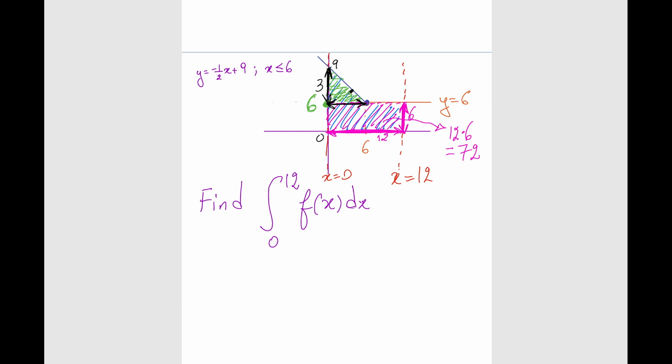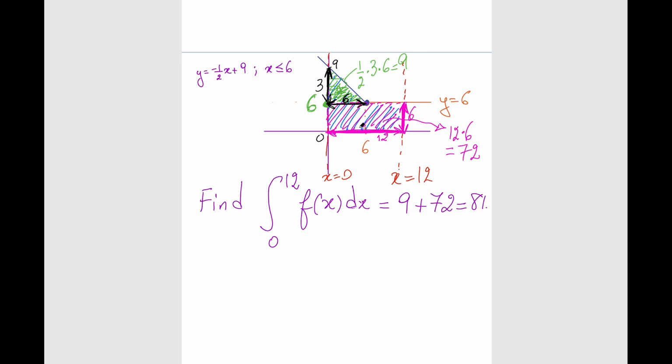Okay, actually let me write it here. Make sense? All right, and as such, what's the green area then? The green area is half times 3 times 6. Do you agree with that? It's half times the height times the base, because this is a right angle triangle. Half of 18 is 9. So long story short, this blue region, by blue I mean green combined with pink, is the 9 plus the 72, which is 81, right?